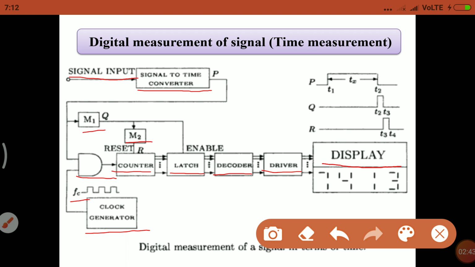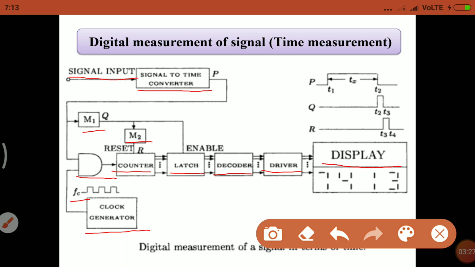Now where is the application of this circuit? Means application of time measurement. The first application is measurement of time interval between two events. Then time period measurement of any periodic signals. Then time constant of a passive circuit. We know that, let's say RL circuit, RC circuit, these are the passive circuits. So charging and discharging time of RL circuit, RC circuit could be measured by using this circuit. Then phase difference between the voltage and current waveform could be measured by using this circuit. So these are the various applications.